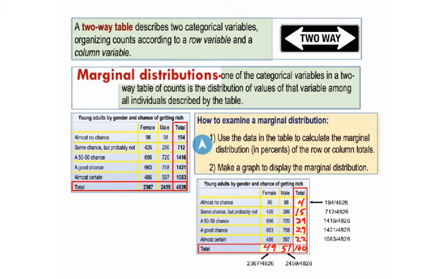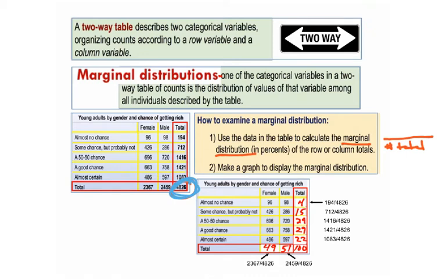Okay, so how to examine the marginal distribution. Number 1 says use the data in the table to calculate the marginal distribution in percents of the row or column totals. So remember, marginal distribution is always divided by the total number. So that's going to be 4,826.